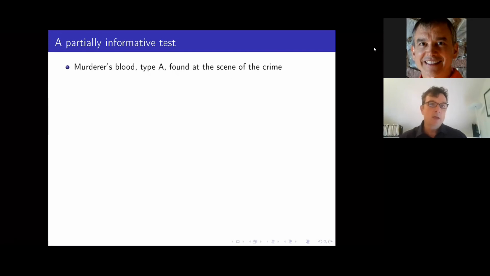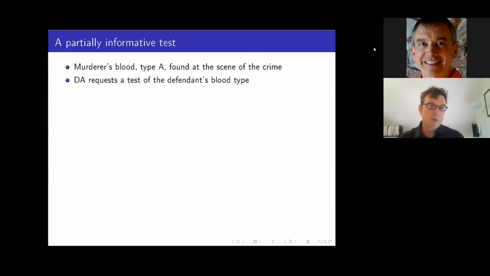So here is a partially informative test. If you think about the amount of information that's provided, it is somewhere between 0 and complete information, but it will have interesting implications for the decision of the judge. Among the things that were found at the crime scene, we found the blood of the murderer. We don't know who the murderer is, but we found his blood, and it's type A, and it's found at the crime scene.